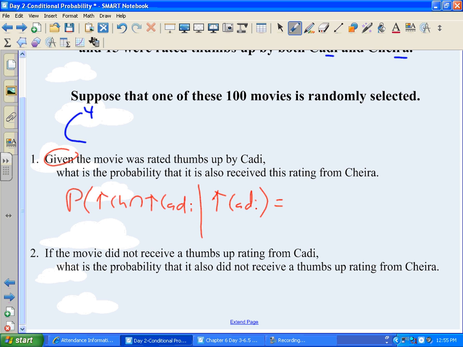Well, movies that Katie gave thumbs up to. Katie gave thumbs up to a total of 25 movies. Of those 25 movies that Katie gave a thumbs up to, how many did Kira also give a thumbs up to? Should be 15. So 15 over 25, 0.6. How many people actually came up with 0.6 there?